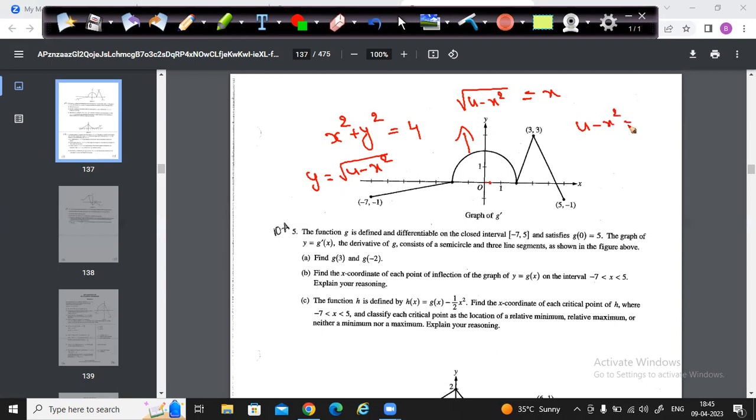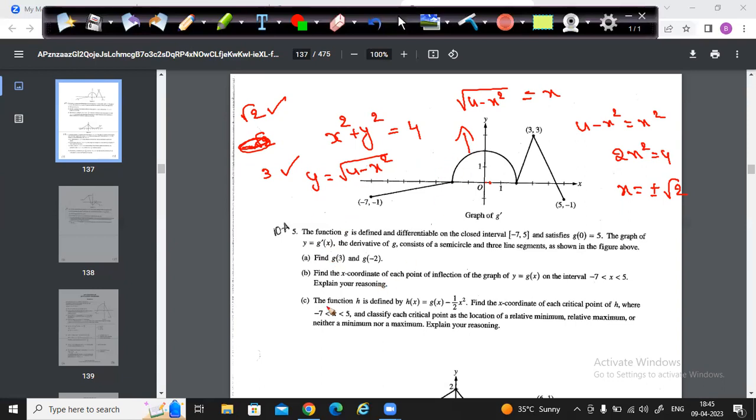So 4 minus x square is x square. Yeah, 2x square is 4. X square is 2, x is equal to plus or minus root 2. So the critical points that I get here are plus root 2, minus root 2, and the other point is 3. So g dash of x is equal to x. Minus root 2 is cancelled out because g dash of minus root 2 is root 2, it cannot be negative. So the critical points that I get are root 2 and 3. So there are two critical points.